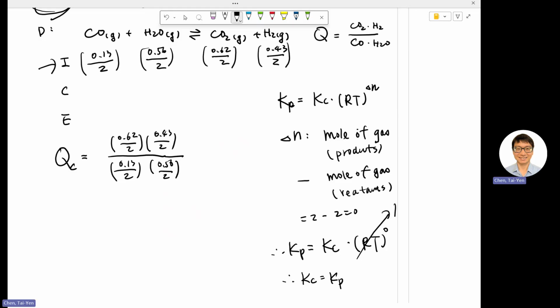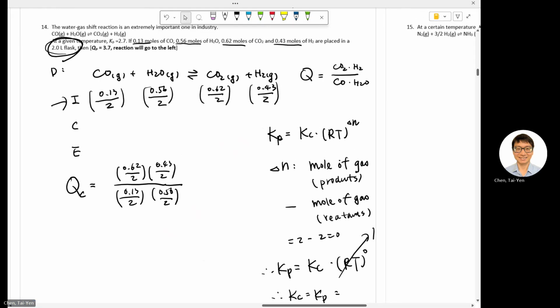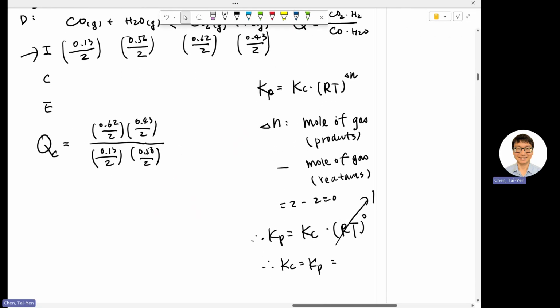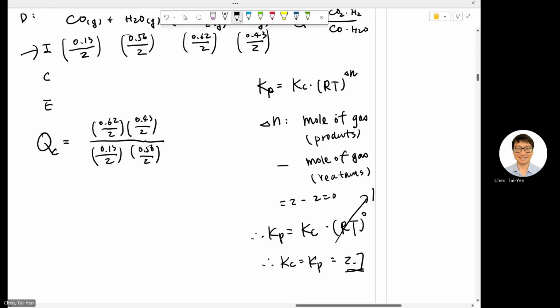And then they give you a value of 2.7. Then you go back to here and recalculate your QC. If you do this calculation, you get a value of 3.7. Therefore, your QC is larger than your KC. Sorry, you have too much product. Therefore, the reaction moves to the left side, to the reactant side.